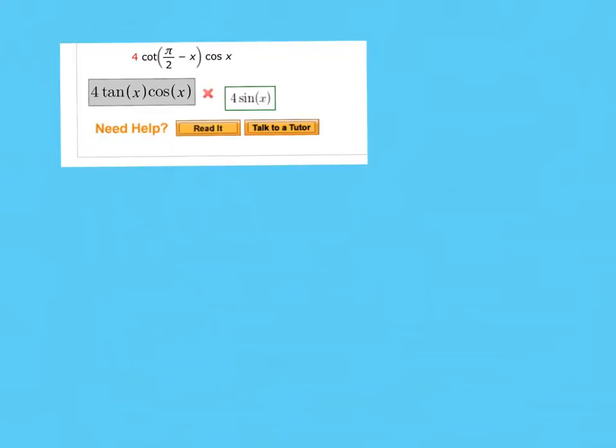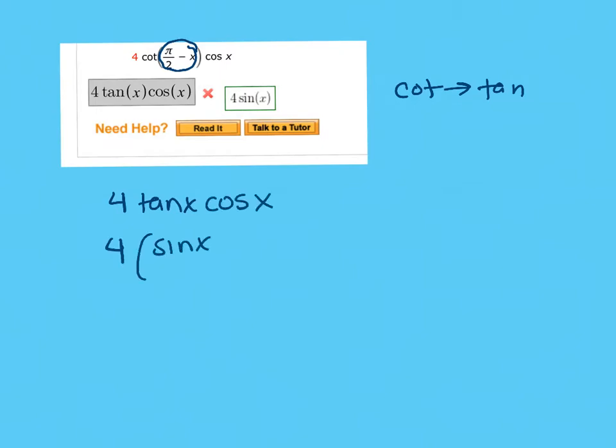Okay, this one says 4 cotangent of pi over 2 minus x times cosine. These are my cofunctions. So remember, cotangent goes with which one? Tangent. So this becomes 4 times the tangent of x times the cosine of x. Tangent is sine of x over cosine of x times cosine of x. These cancel, and I get 4 times the sine of x. So whoever's this was, you just had to keep going based on this. You couldn't stop there. You can keep going.